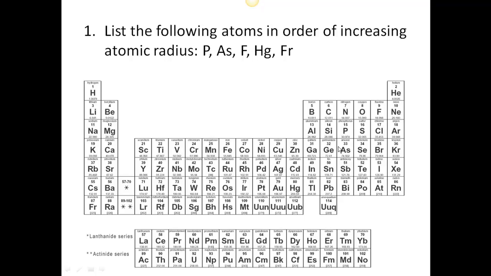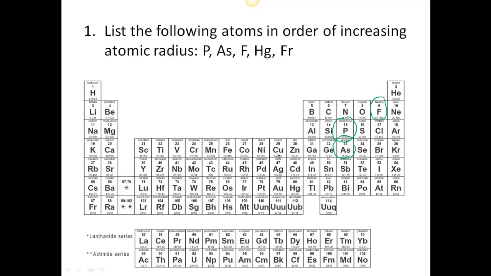So again, let me find where certain things are in the periodic table. We'll point them out. We'll circle everything. All right. There's phosphorus. And there's arsenic. There's fluorine. There's mercury. Oh, where's mercury? It's in the middle somewhere. There it is. I see it.